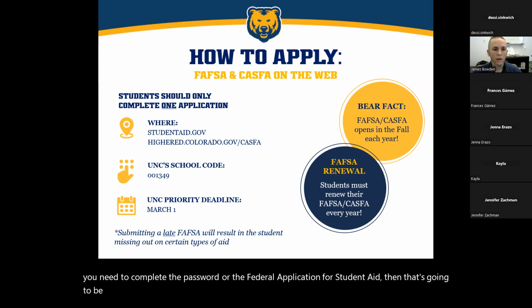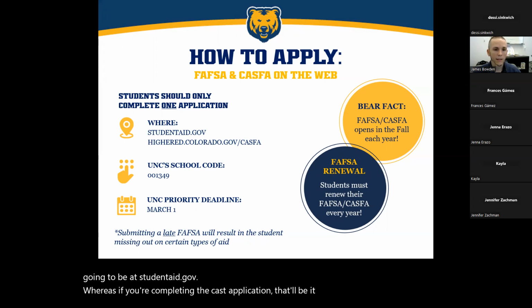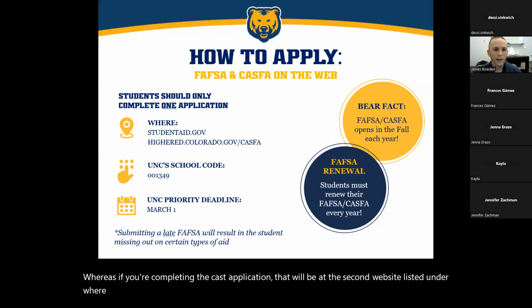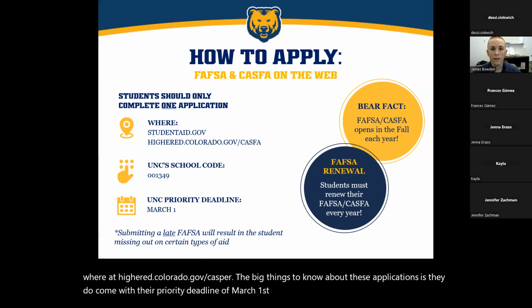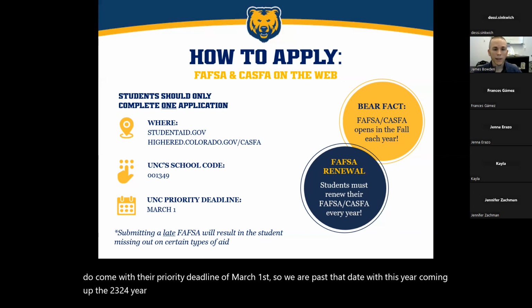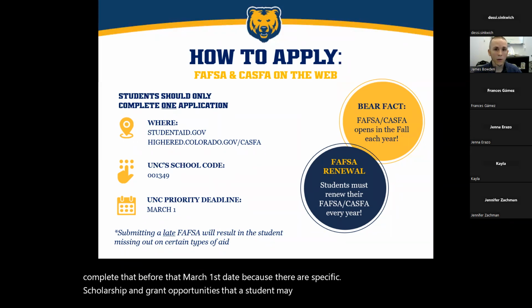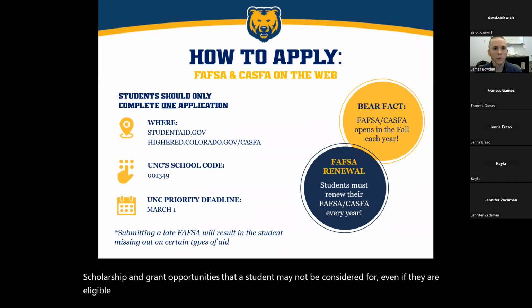If you need to complete the FAFSA, the federal application for student aid, that's going to be at studentaid.gov. Whereas if you're completing the CASFA application, that'll be at the second website listed, highered.colorado.gov/CASFA. The big thing to know about these applications is they come with a priority deadline of March 1st. We are past that date with this year coming up, the 23-24 year. But you can still complete either application. It's always best to complete it before that March 1st date, because there are specific scholarship and grant opportunities that a student may not be considered for, even if they are eligible, if they don't complete it before this date.